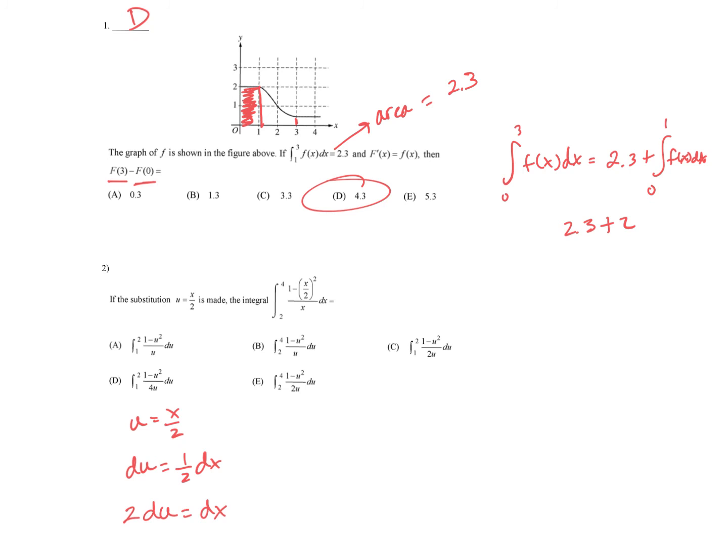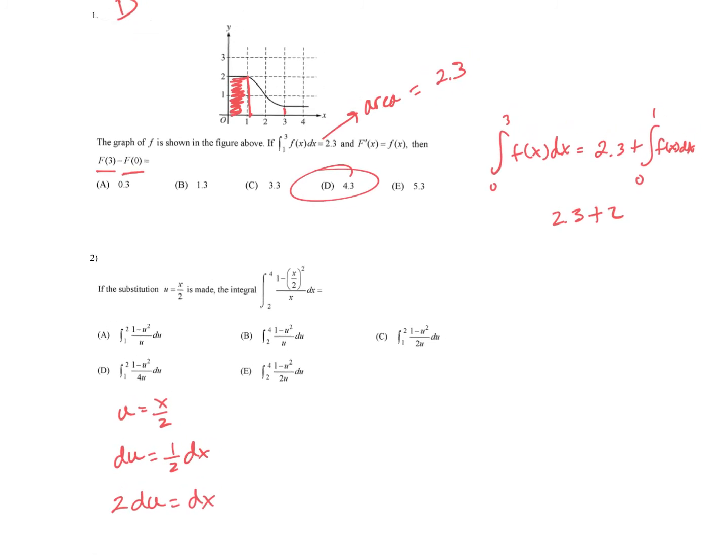I need to account for the fact that I have an extra x, right? That denominator I need to deal with. So x is then equal to 2u. And I have limits of integration. u of 2 would equal 1, and u of 4 would equal 2. So now I have all the pieces that I need. So my limits changed, 1 to 2.